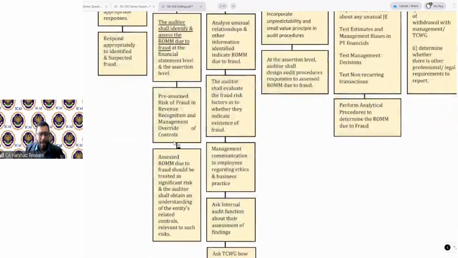Now there are two areas where there is a presumed risk of fraud. One, presumed risk of fraud in revenue recognition, and second, presumed risk of fraud in management override of controls. Means we presume that the risk of fraud is already present. The risk of material misstatement due to fraud should be treated as a significant risk, and the auditor is required to evaluate the processes and controls which are addressing those risks accordingly.